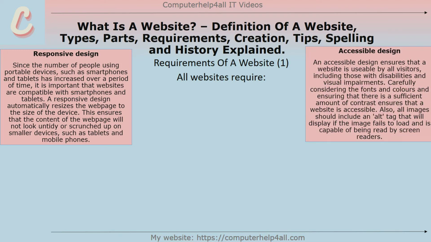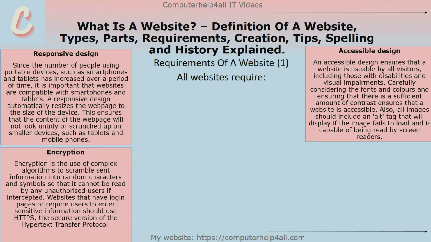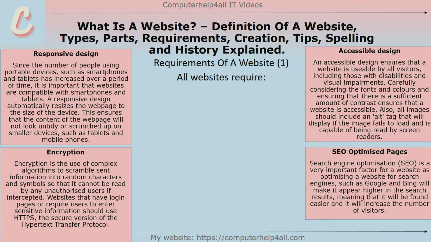Encryption. Encryption is the use of complex algorithms to scramble sent information into random characters and symbols so that it cannot be read by any unauthorized users if intercepted. Websites that have login pages or require users to enter sensitive information should use HTTPS, the secure version of the Hypertext Transfer Protocol.